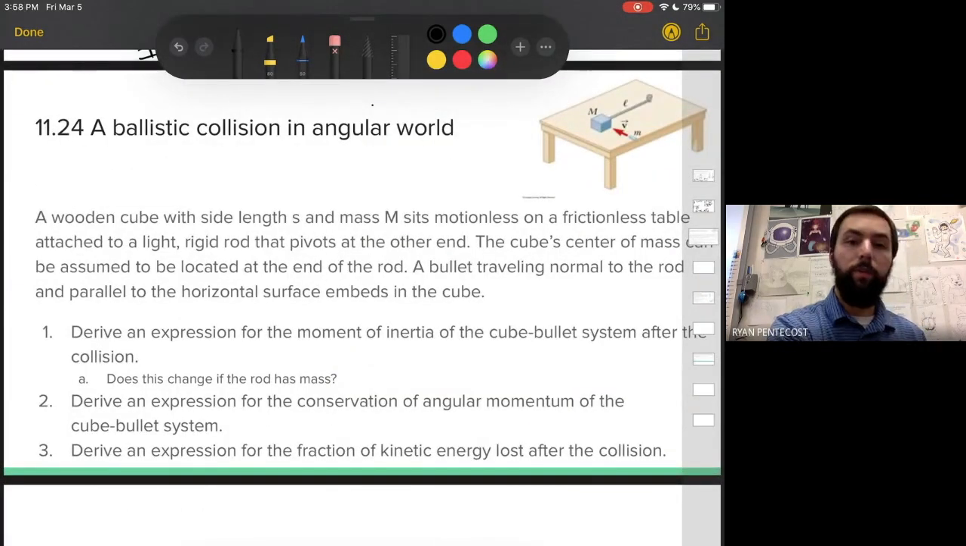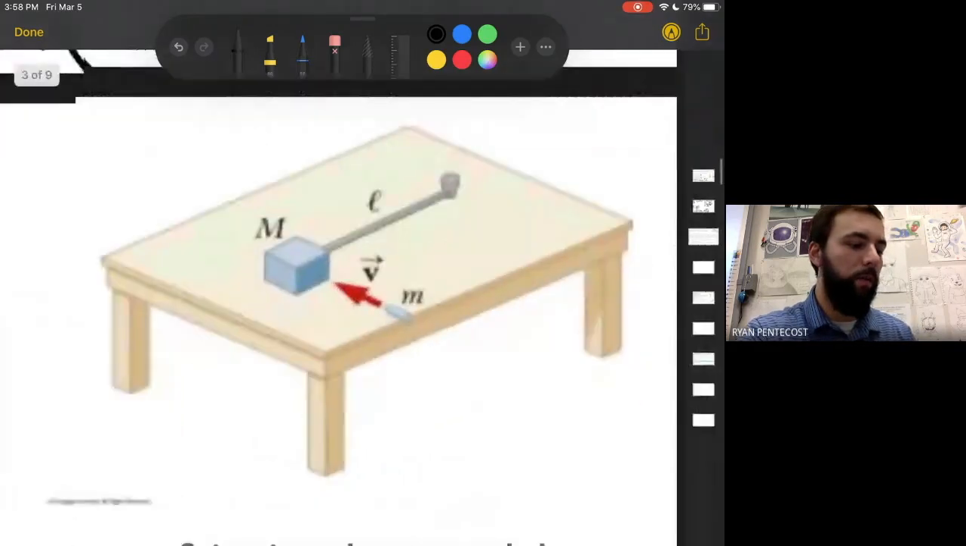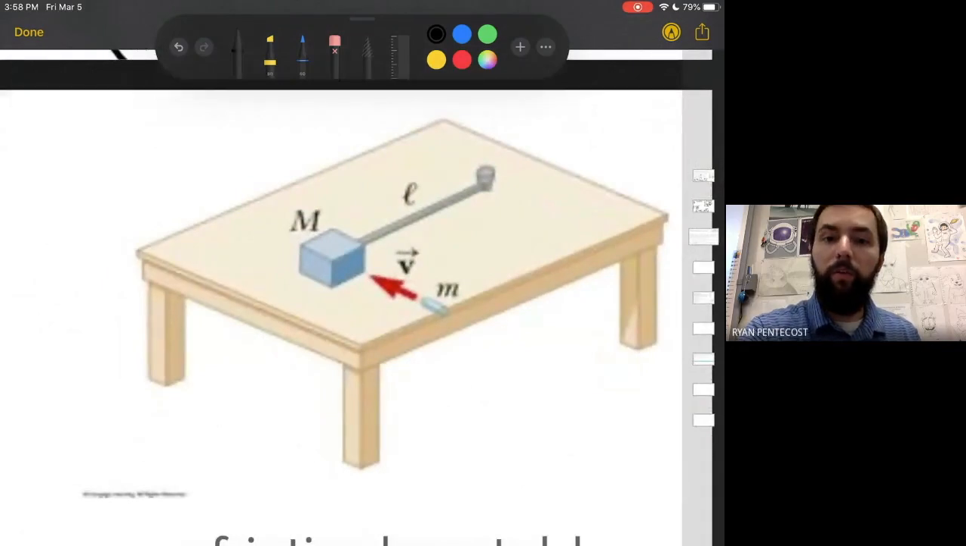All right, the next one. This one's a doozy. So we have a ballistic collision in angular world. A wooden cube with side length S and mass M sits motionless on a frictionless table, attached to a light rigid rod, light meaning massless, rigid meaning it's not going to bend, that pivots at the other end. So you can see that right here. The cube's center of mass can be assumed to be located at the end of the rod. A bullet traveling normal to the rod and parallel to the horizontal surface embeds in the cube.